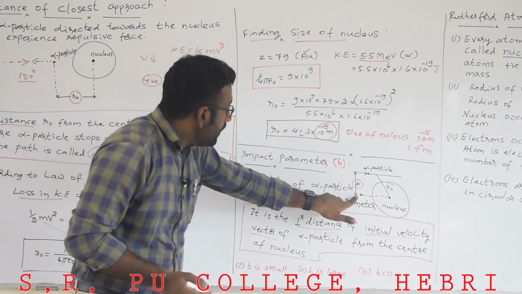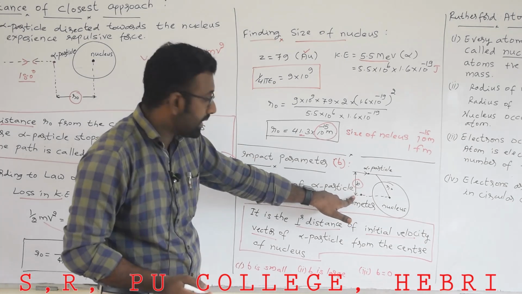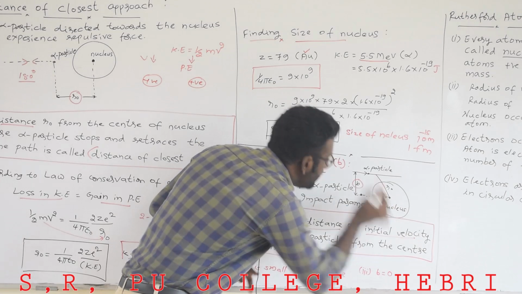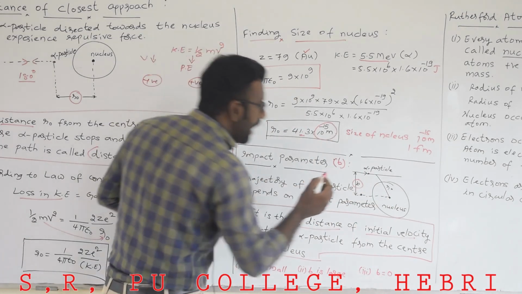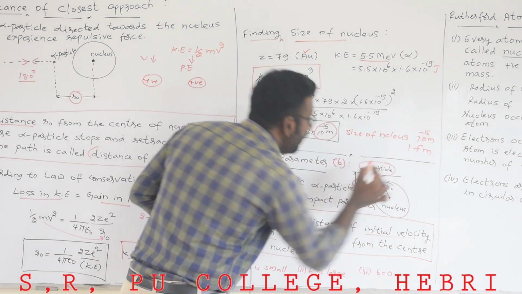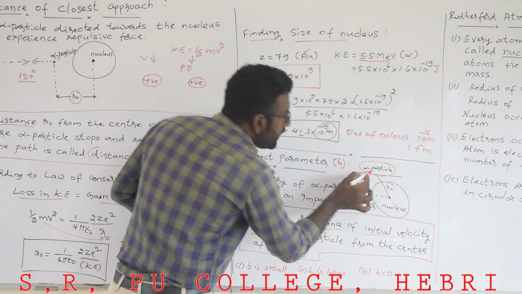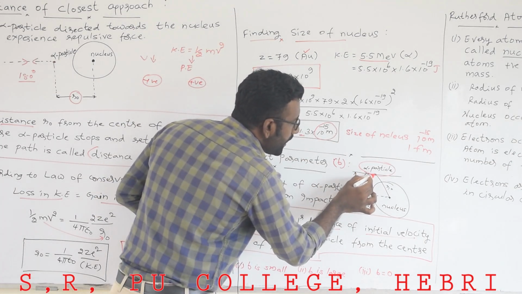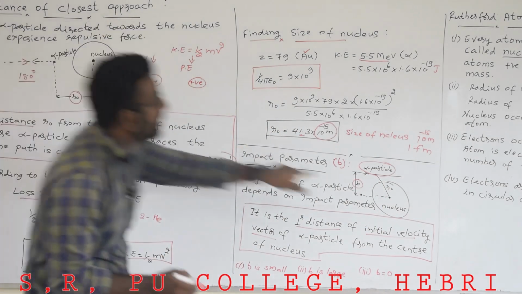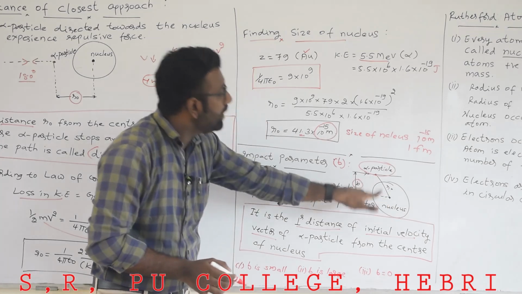See here, it is the perpendicular distance of the initial velocity vector of the alpha particle from the center of the nucleus. Let me consider an alpha particle moving over here. When this alpha particle moves near the nucleus, the distance of closest approach can be R0 from the nucleus.